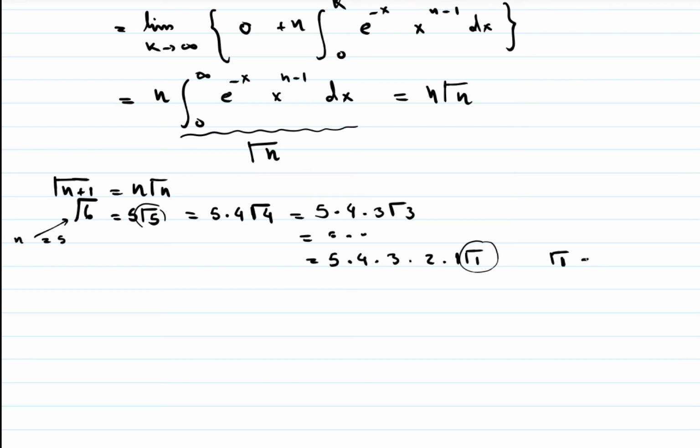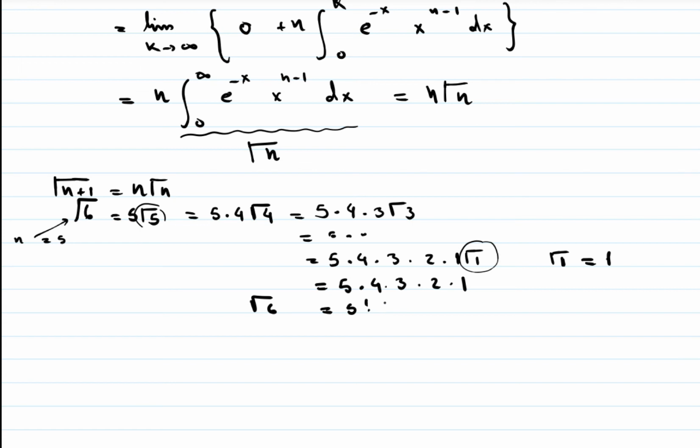1 actually is equal to 1. This is our next property. So this means that it's going to give us 5 into 4 into 3 into 2 into 1, which is equal to 5 factorial. So gamma of 6 is equal to 5 factorial.